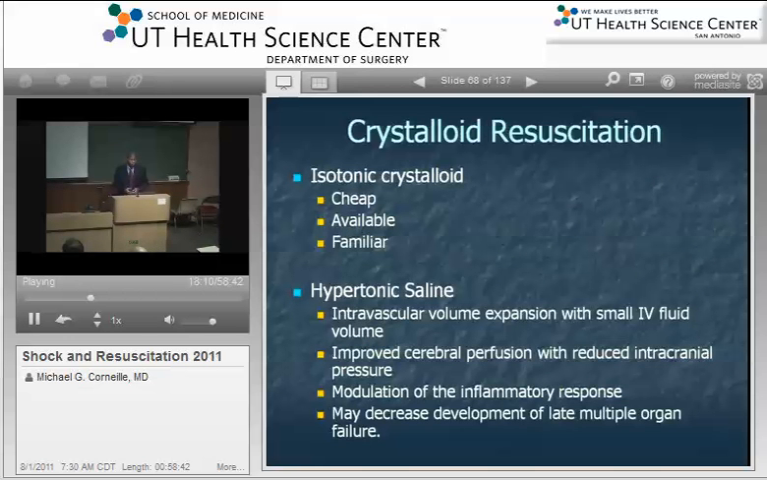So isotonic crystalloid, it's cheap, it's available, it's familiar. Why use hypertonic? The advantage to using a hypertonic saline is that you can achieve intravascular volume expansion with a relatively small intravenous volume. So if weight or space is an issue, then having the ability to resuscitate using a relatively small volume of fluid is appealing. Hypertonic saline probably improves cerebral perfusion because of associated decrease in intracranial pressure, and this is part of the mainstay of management of intracranial hypertension. I've mentioned the immune advantage in that it modulates the inflammatory response, and it's thought that because of this it may decrease the development of late multiple organ failure.